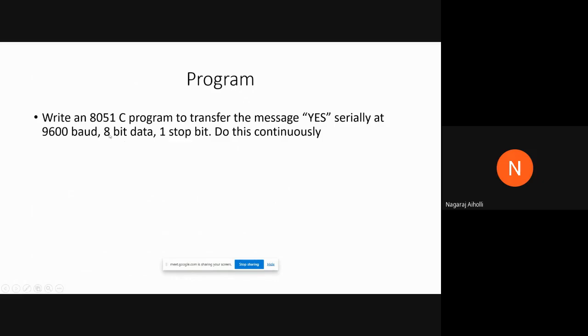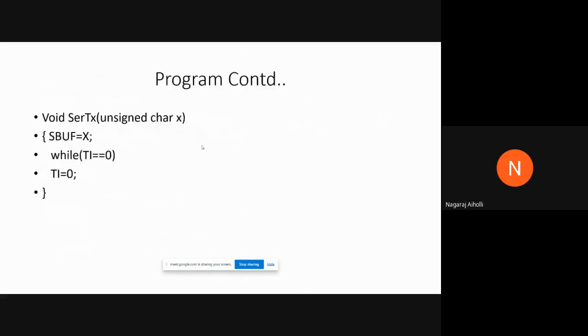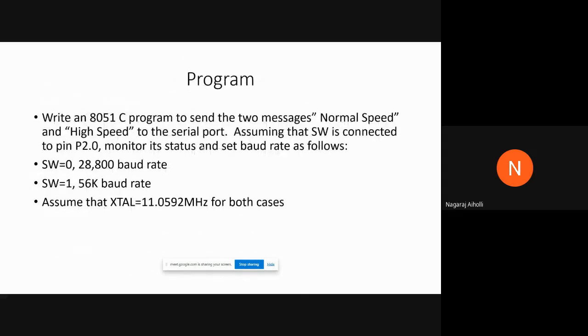Then the next program that we discussed was to write an 8051 C program to transfer the message YES serially at 9600 baud, 8-bit data, one stop bit. Do this continuously. Then the last program that we discussed was to write an 8051 C program to send two messages. The first message is normal speed, and the second message is high speed, to the serial port. And we are assuming that the switch is connected to pin P2.0.